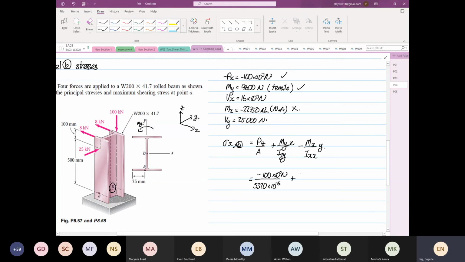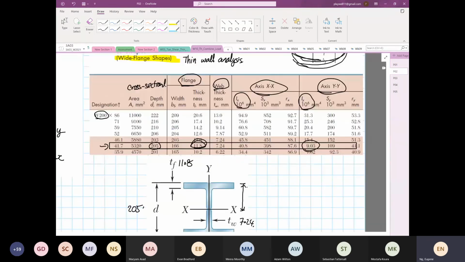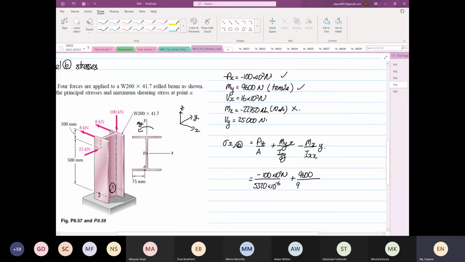So My is equal to 9600 divided by Iyy. So Iyy, again, I have to flip back to look for Iyy, is 9.03 times 10 to the power minus 6. So now is the y direction, right? Y direction is this way. Sorry, we are looking at x direction. So x direction is this way, right?